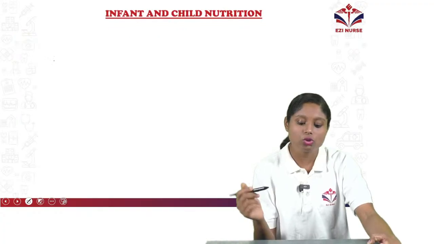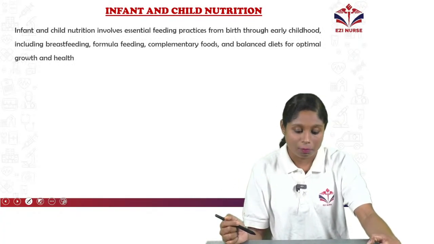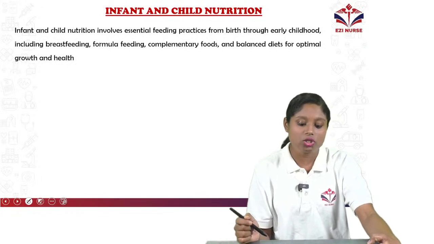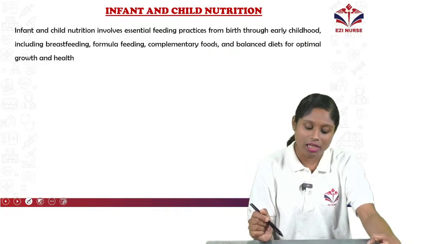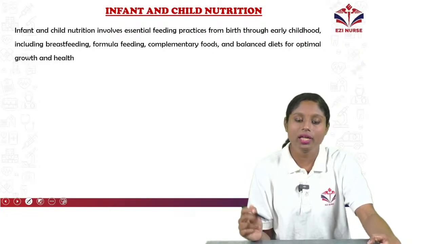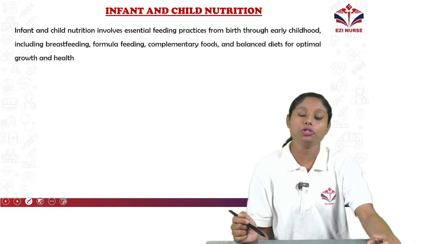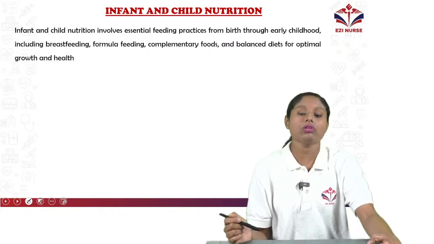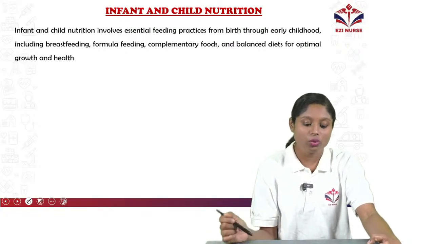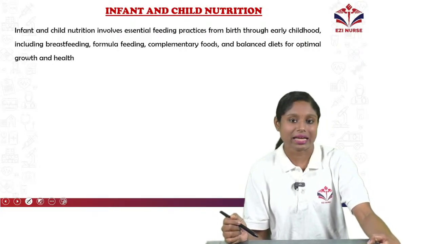Let's move on to infant and child nutrition. That's what we need to study here, which is important. Infant and child nutrition involves essential feeding practices from birth through early childhood, including breastfeeding, formula feeding, complementary foods and a balanced diet for optimal growth, development and health. For their growth and development, their health and their immunity, they need breastfeeding, formula feeding and complementary foods along with a balanced diet.